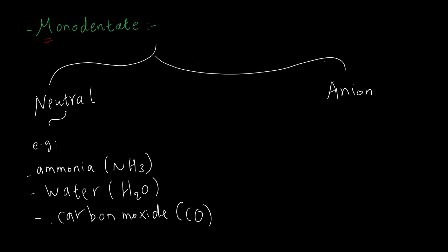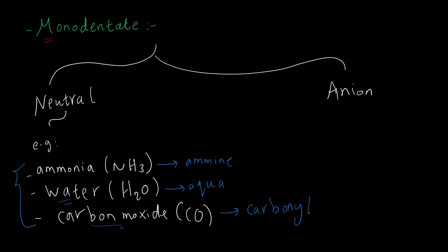When you see one of these examples of neutral monodentate ligand, you must change their name. So, here, instead of ammonia, you will write amine in naming ligand, and aqua instead of water, and carbonyl instead of carbon monoxide. So, please be careful before naming coordinate compound if you see these examples.